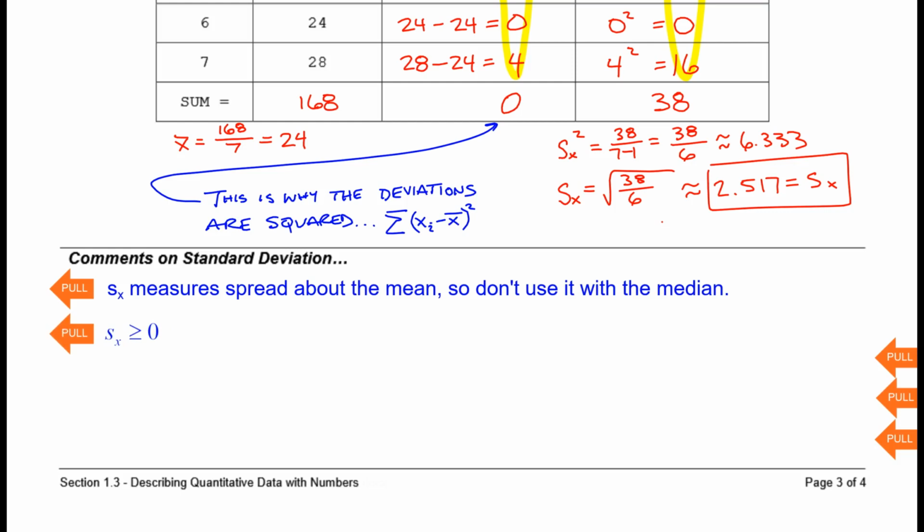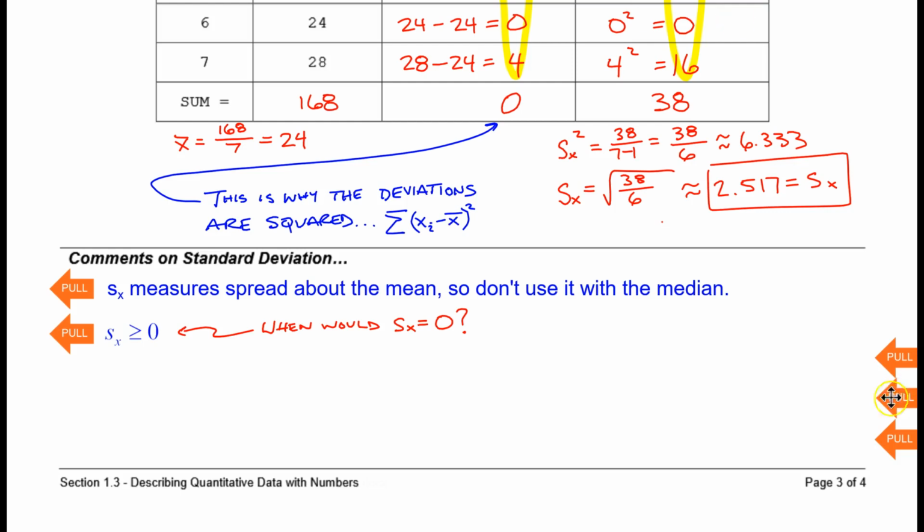And I can't think of a better question to ask right now than this. Well, food for thought, folks. When would the standard deviation equal 0? I want you to think about that, and you can expect me to ask you that question again. So I hope you think about that in the meantime.